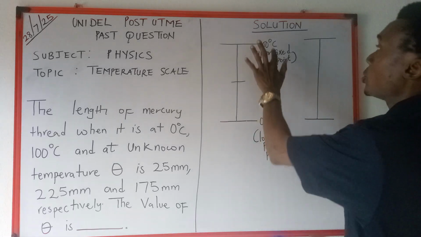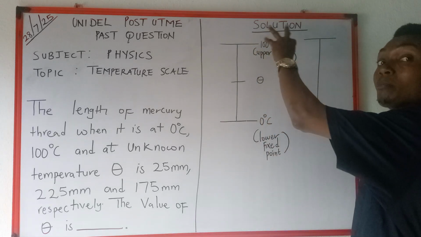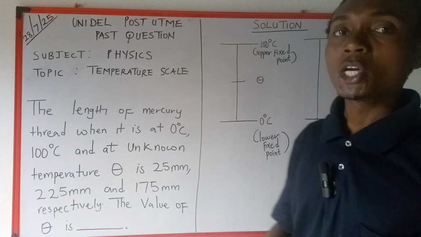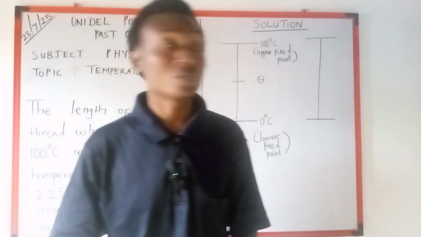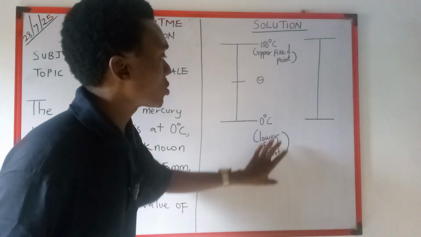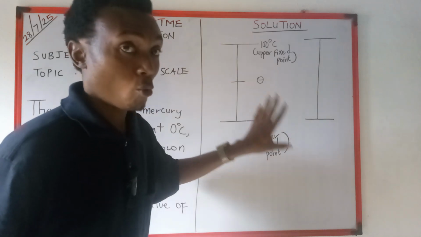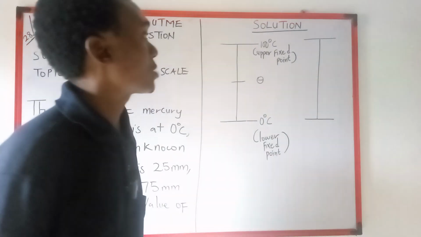Now, this 100 degrees Celsius is the boiling point of what? Water, which is 100 degrees Celsius. Why? This 0 degrees Celsius is the freezing point of what? Water. Okay? So let's move on.